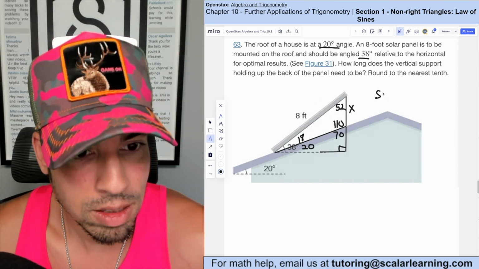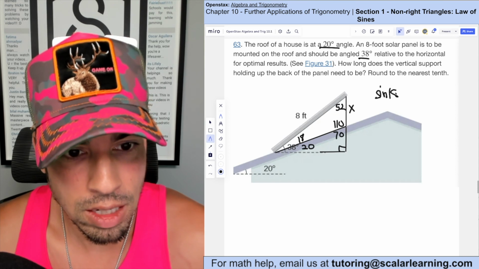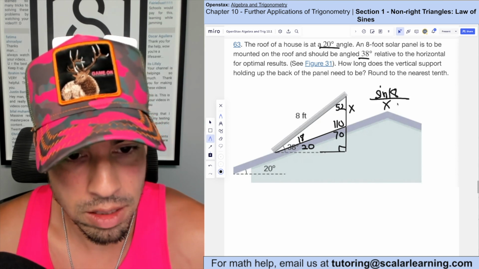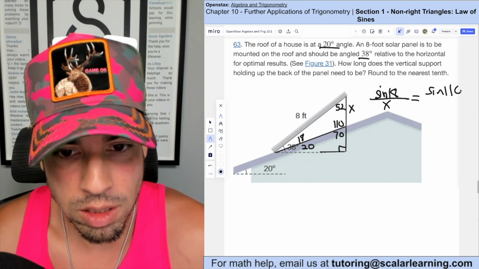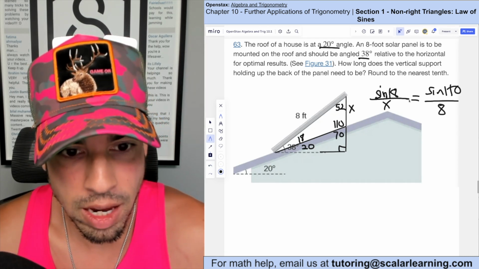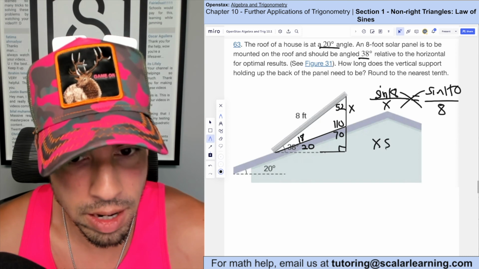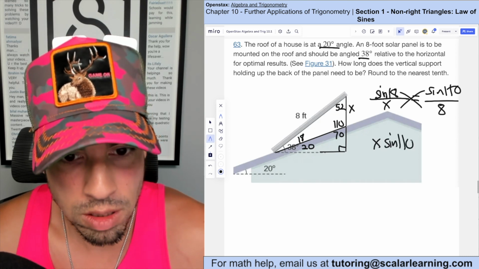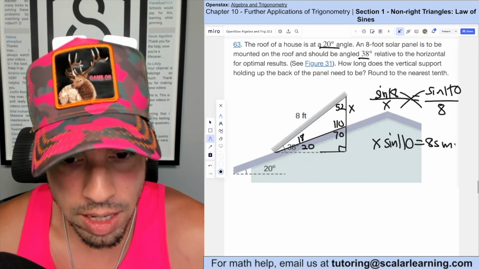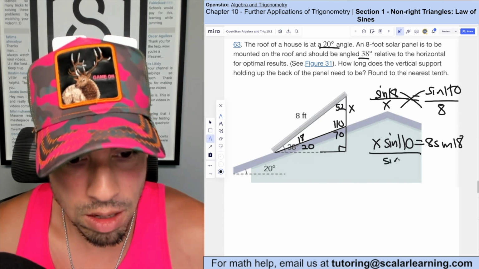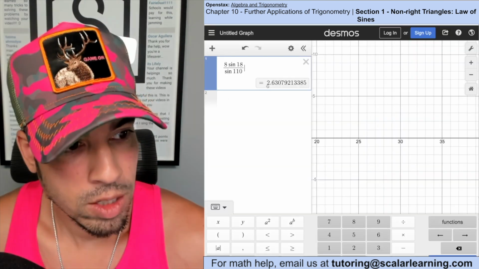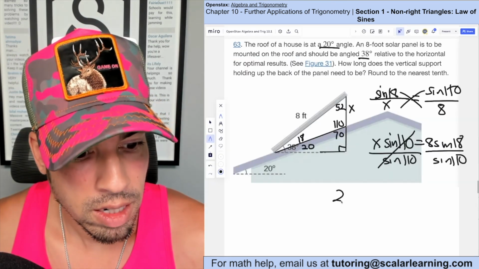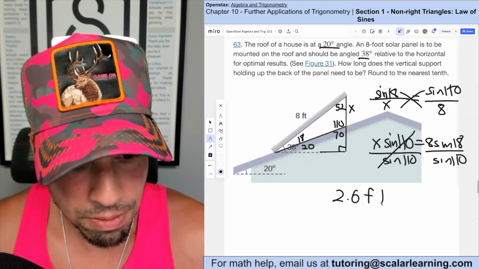I can say sine of 18, which is opposite x, so it's over x, is equal to sine of 110, right? Sine of 110 over the opposite side, which is 8. Now let's cross multiply, and we're going to solve: x sine of 110 is equal to 8 sine of 18. And then we divide by sine of 110 on both sides. And then we're going to plug it into Desmos. And we get 2.6 to the nearest tenth. And that is 2.6 feet.